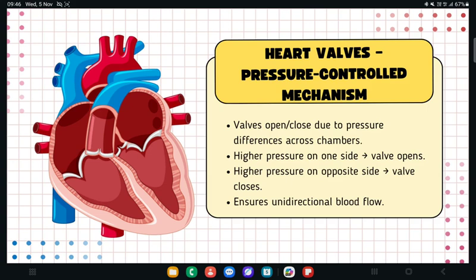Heart valves have a pressure control mechanism. The heart valves open or close due to pressure differences across chambers. When there is high pressure on one side, the valve opens, and when there is high pressure on the opposite side, the valve closes. So it ensures unidirectional blood flow.